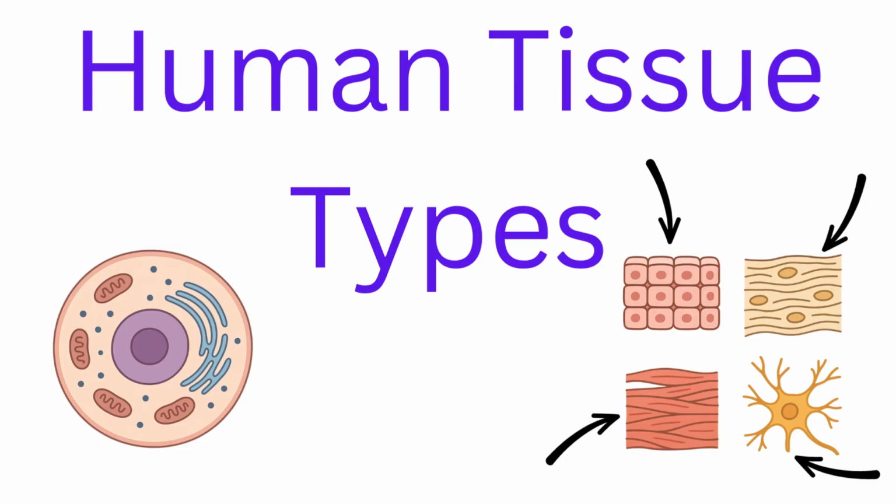These four tissue categories are distinguished by their structure and their function. Together, these tissues form the foundation of every organ in the body.